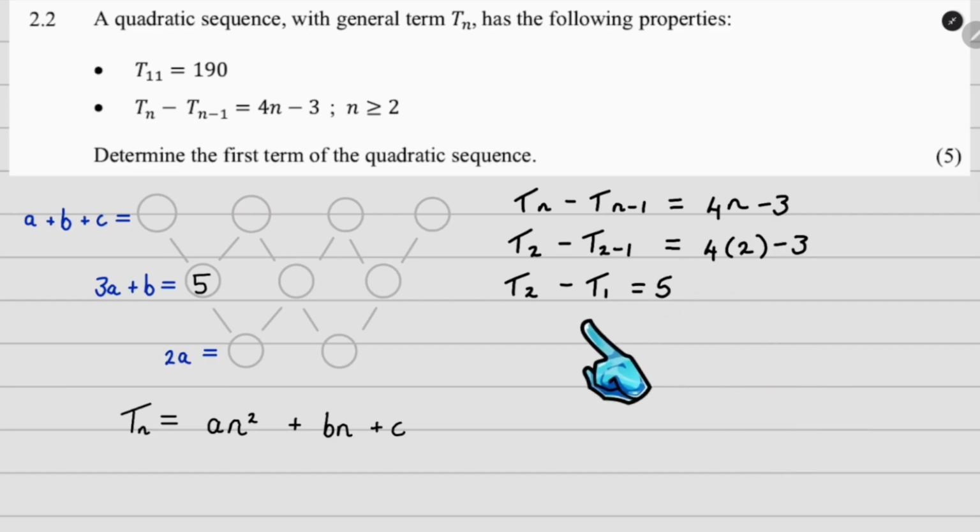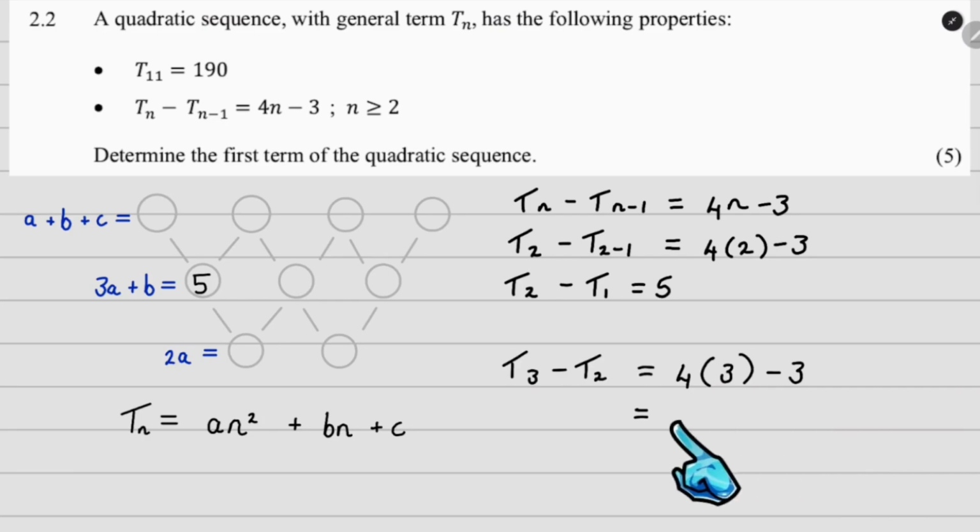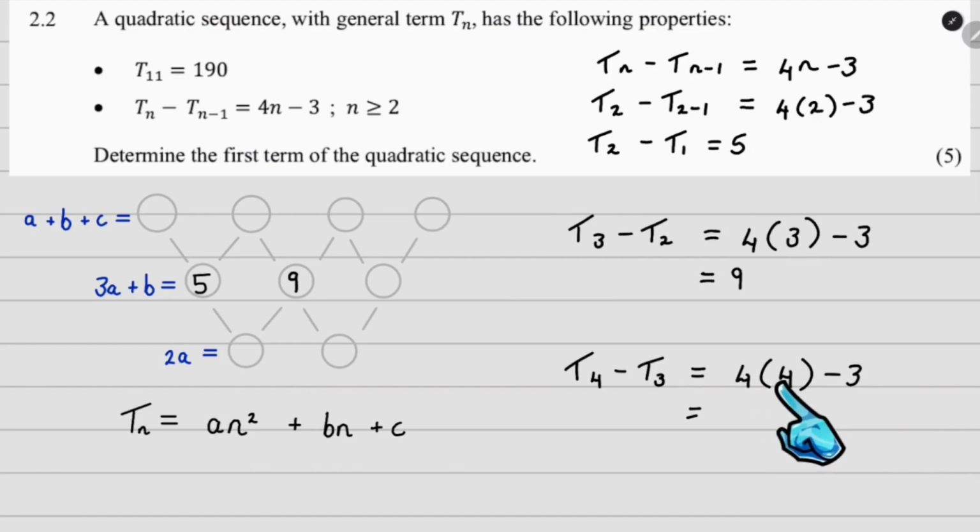Okay, now I'm going to repeat that procedure with a 3 instead of a 2 to get the next one. You just go up by a whole number, so 2, 3, 4. We're going to get those guys now. Okay, 4 times 3 is 12. 12 minus 3 will give me 9. So my next number over there is a 9. And then 4 times 4 is 16. 16 minus 3 gives me 13. Okay, now that we've extracted those three, we can see we're adding 4 each time. So this number over here is 4.